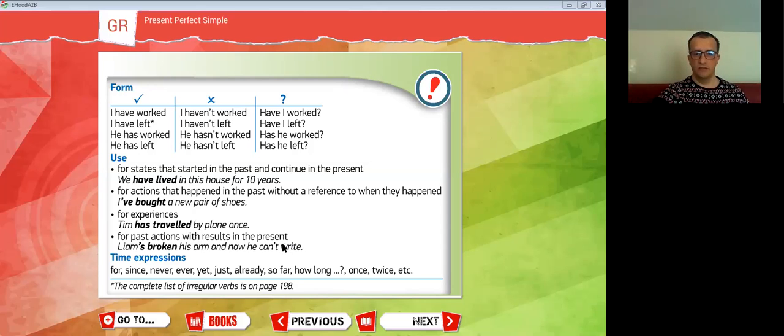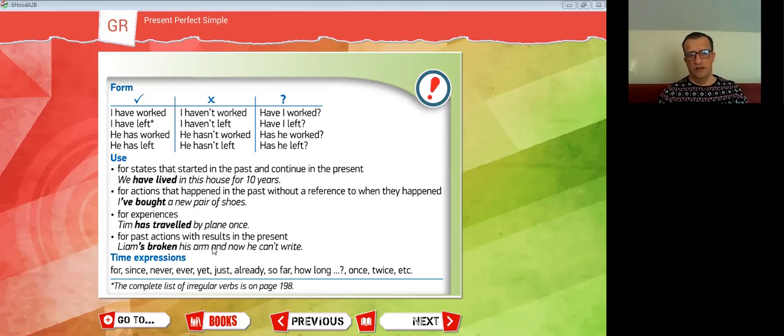He didn't recover. He's still ill. He's still injured. He still has got a bandage on his arm. So we can use this sentence. We can say the situation with present perfect tense. Liam has broken his arm because I can see that he's still having a bandage on his arm.